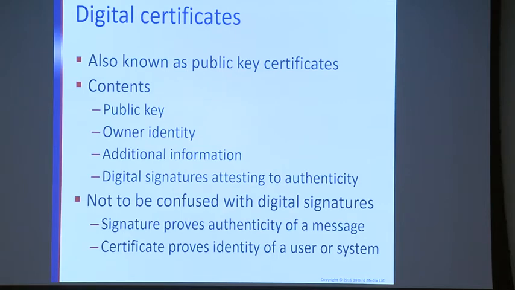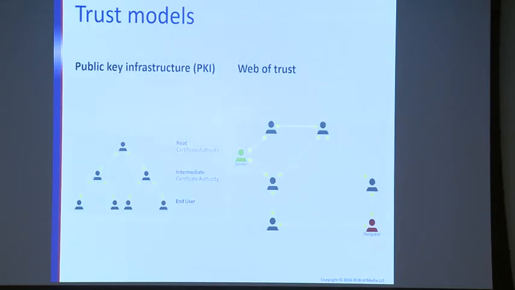The digital signature is attesting to authenticity. This is not to be confused with a digital certificate. The digital signature provides authenticity of the message. The certificate provides the identity of the user and the system. So the idea would be that Microsoft is going to send me a certificate, because what I'm going to end up doing is I've got the root certificate authority that's going to be granting me my digital certificate.